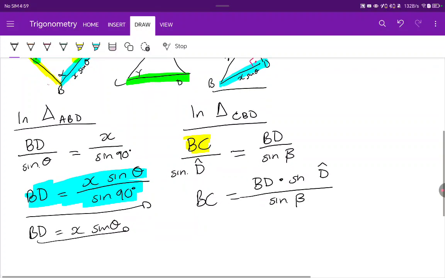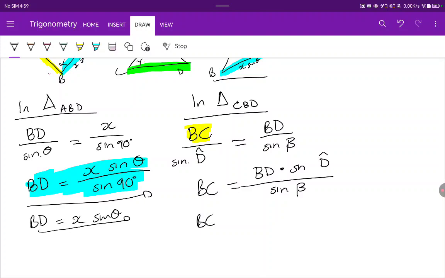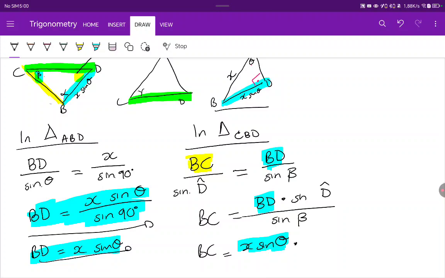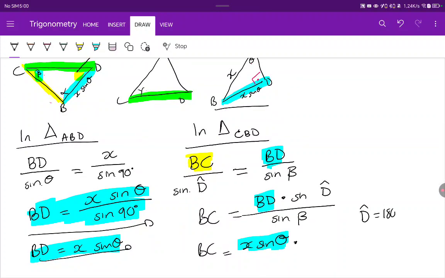We know what BD is. BD is X sine theta. So BC is equal to, this we're replacing with this, which is X sine theta. That's BD. We're going to multiply that with sine of D. Now, what is angle D? Let's talk about that. Angle D is equal to 180 degrees minus alpha minus beta. Or you can write it as angle D is equal to 180 minus alpha plus beta in brackets. Both of those two are true.